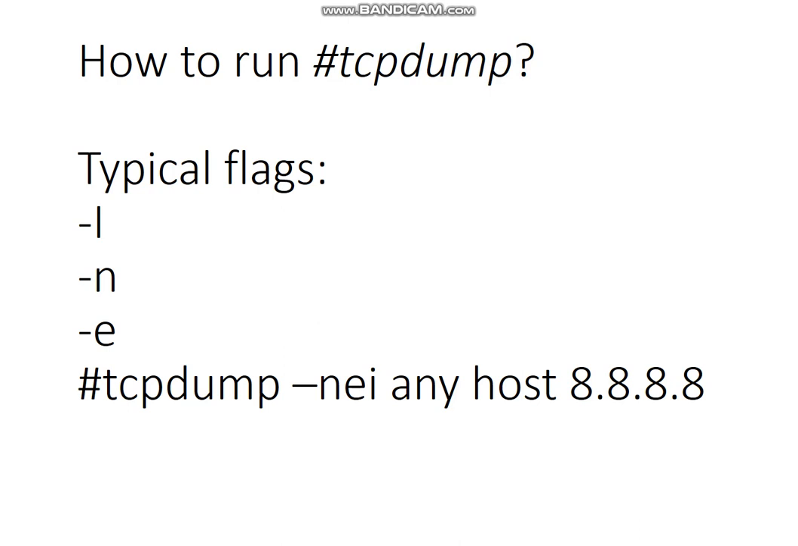And -e, that's optional. That resolves to the MAC address if it's needed. Again, I'll show you how that looks in the output. So a typical command line there would be tcpdump -nei any. Any is the interface, so you can put in, for example, eth0 or eth1.111 if it's a subinterface. So that would replace the any.